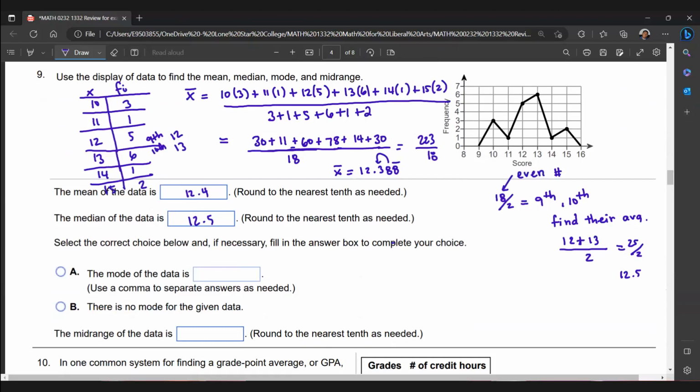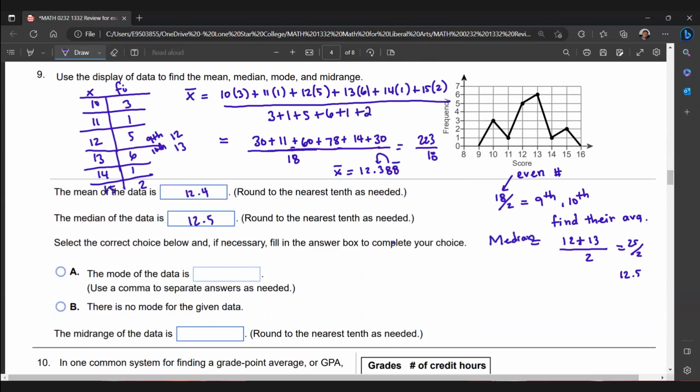So in this case, we said that there must be the 9th and the 10th data item. There were 3 10s and 1 11. So far we have 4, and the 5 12s makes 9. So the ninth data item is a 12. That puts us in the next interval. So therefore, the 10th item here must be a 13. And so, to find the median, this is what we did. We take the average of those two scores.